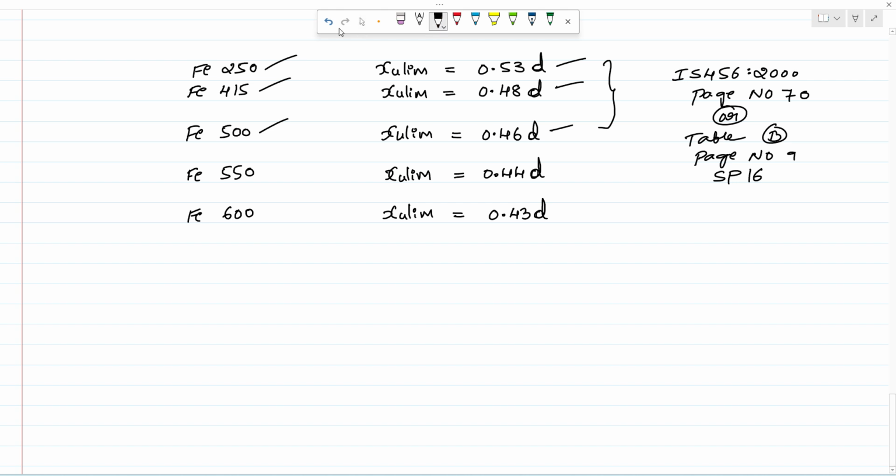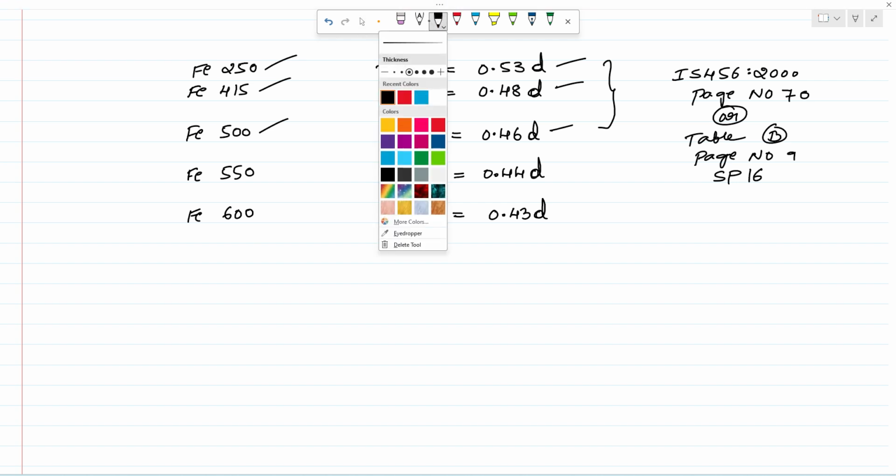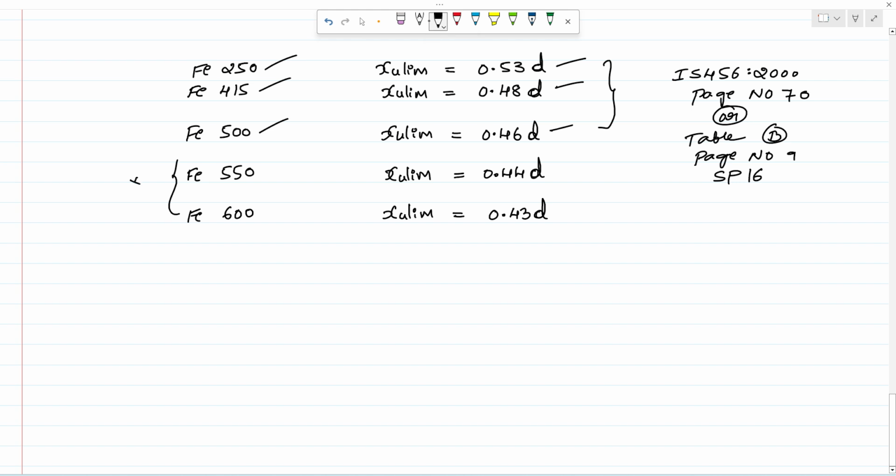In addition to that, we have evaluated the maximum depth of neutral axis for 550 and 600 grade also.